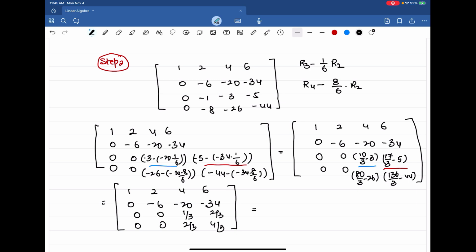When we divide, R3 is 0, 0, 1 by 3, 2 by 3. R4 is 0, 0, 2 by 3, 4 by 3. Now, as elementary operations, we can even divide also. Let me divide R4 by 2, or otherwise let me multiply R3 by 2 and deduct from R4.